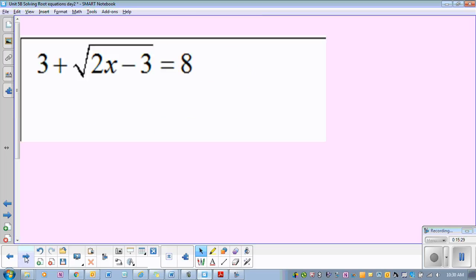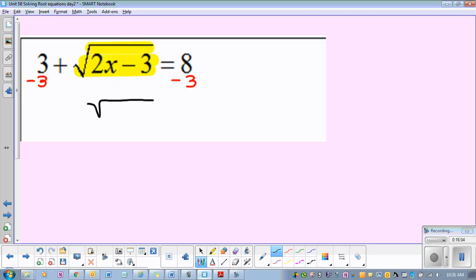All right, let's try number one. So, number one, remember, you're trying to get either the radical or your rational exponent all by itself. So this guy, square root of 2x minus 3, that's what I want to get all by itself. How do you do that? Is it multiplying? Subtract 3. Be careful, because this is 3 plus, so you need to subtract the 3. So then we have the square root of 2x minus 3 equals 5.